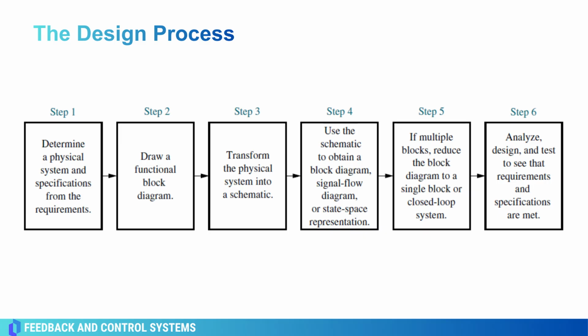For step number 5, you're going to reduce the block diagram. Subsystem models are interconnected to form block diagrams of larger systems. Then lastly, for step number 6, analyze and design. The next phase of the process following block diagram reduction is the analysis and design.